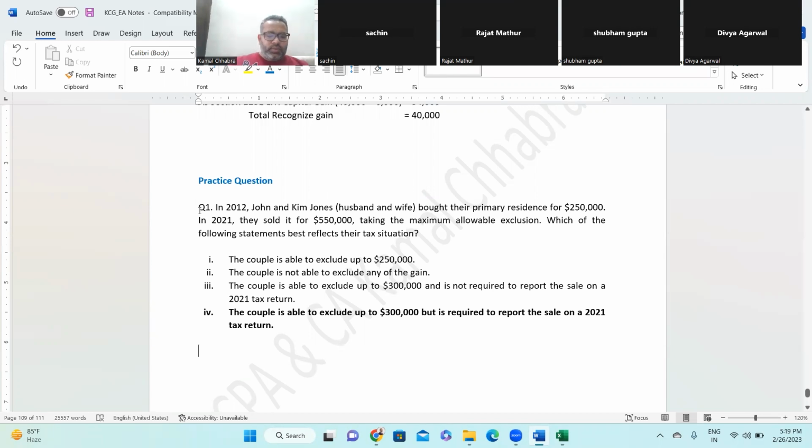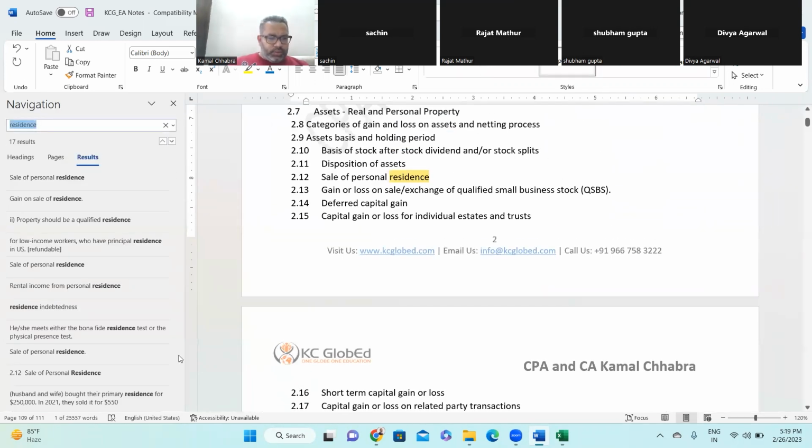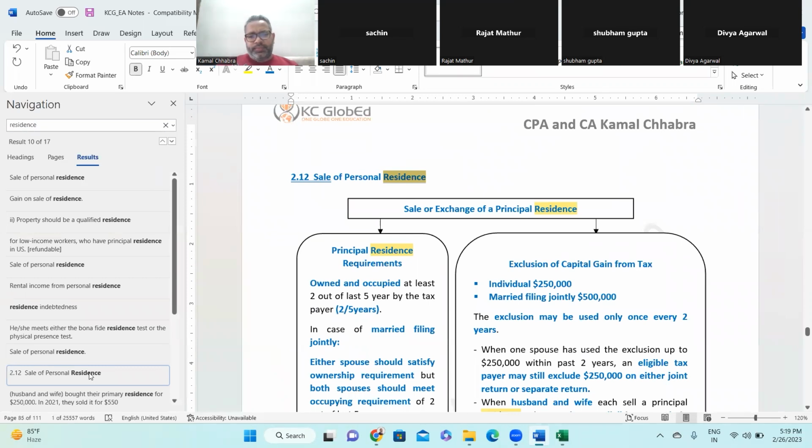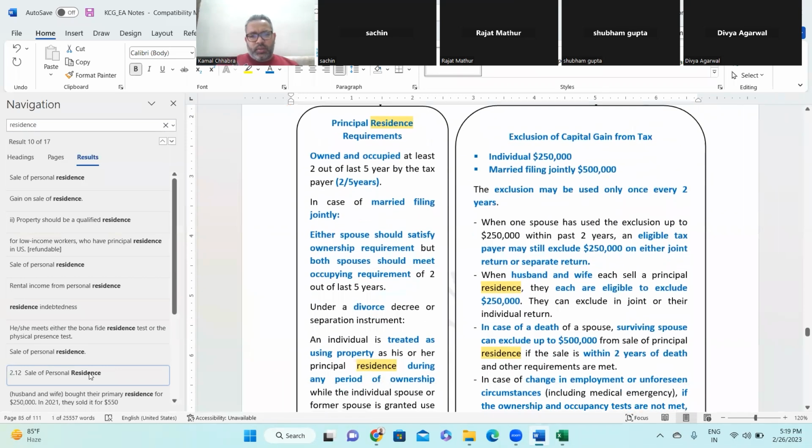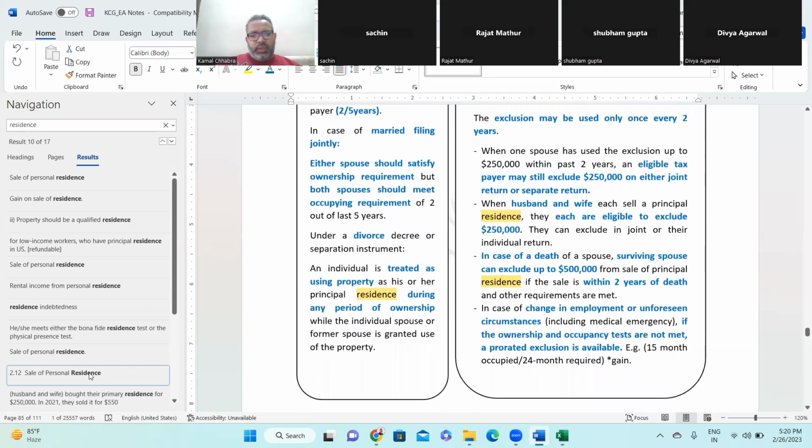No, we have already looked at it. If you see the principal residence, it must be owned and occupied at least 2 out of 5 years by the taxpayer. In the case of married filing jointly, either spouse should satisfy the ownership requirement, but both spouses should meet the occupancy requirement of 2 out of 5 years. So, one side you can say the information in the question is incomplete to reach this conclusion, whether they were there 2 years out of the 5 years or not. Under the divorce decree, this is not relevant information.